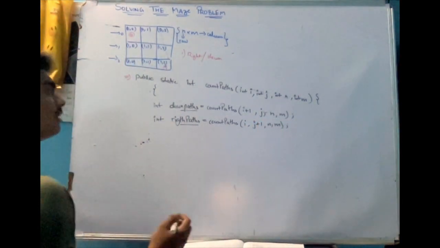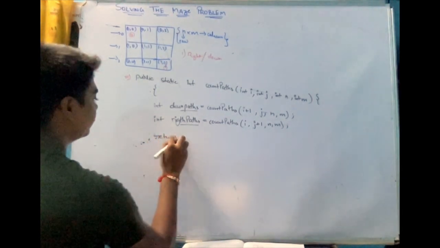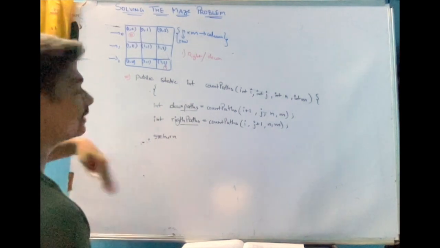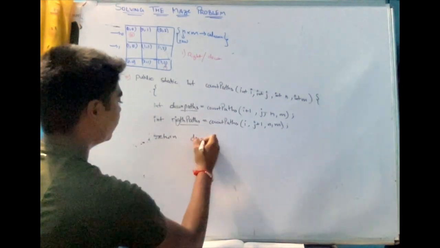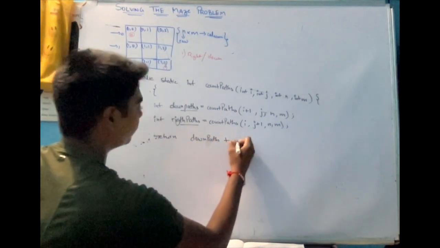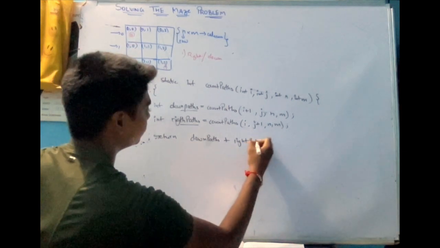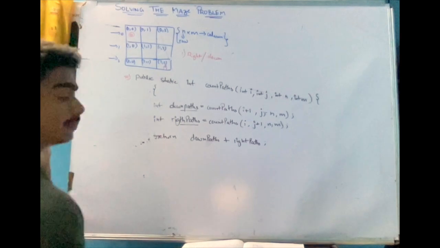Okay. Now what we have to do is we have to return something, right? So we'll be returning the summation of these two, and then it will be going to the next recursive step. So we'll be returning down paths plus the right paths, and then it will be repeating as per the requirement.